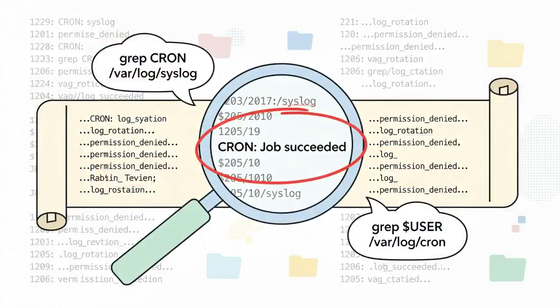Once you know the file, you filter. On Debian and Ubuntu systems, grep cron against /var/log/syslog to pull only the cron entries out of the noise. On RHEL family systems where the file is already cron only, narrow further by your username to focus on your jobs. 2 grep invocations, 2 fast clues.